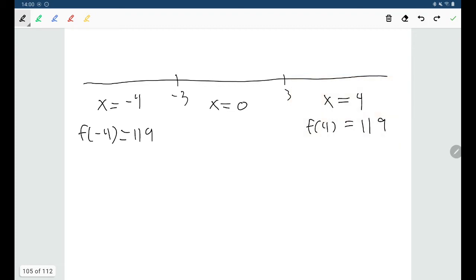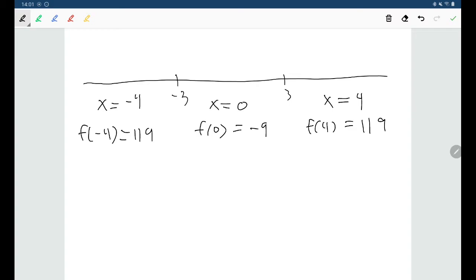Of course, if you don't notice that the function's even, that's fine. You can still go ahead and come up with your correct conclusion just by picking test points and checking them out inside your function. So we know what f of -4 is and f of 4. We still need to know what f of 0 is. And f of 0, that would be -9.